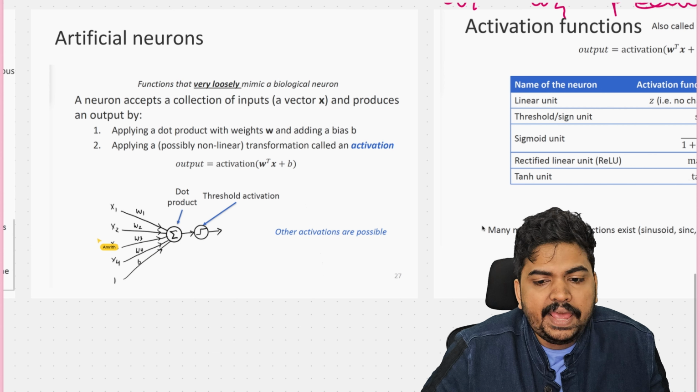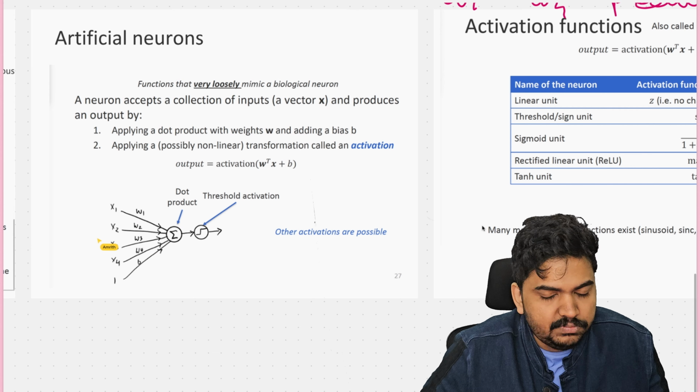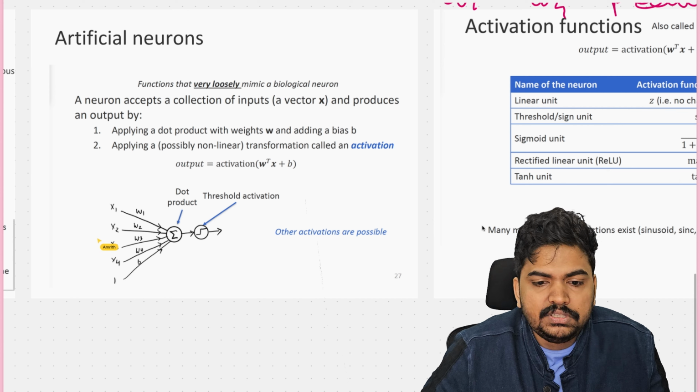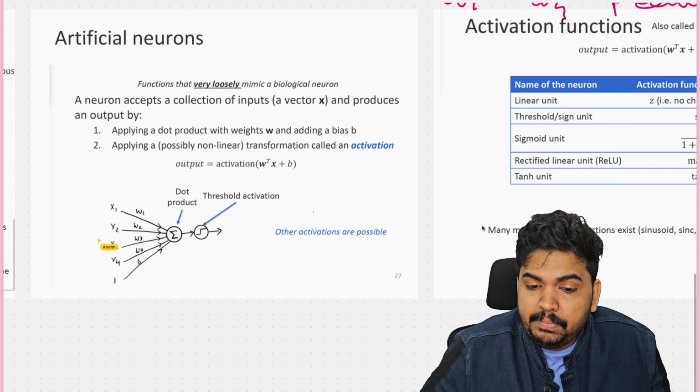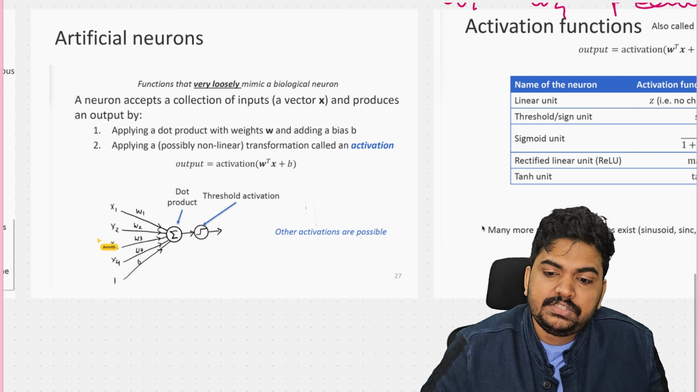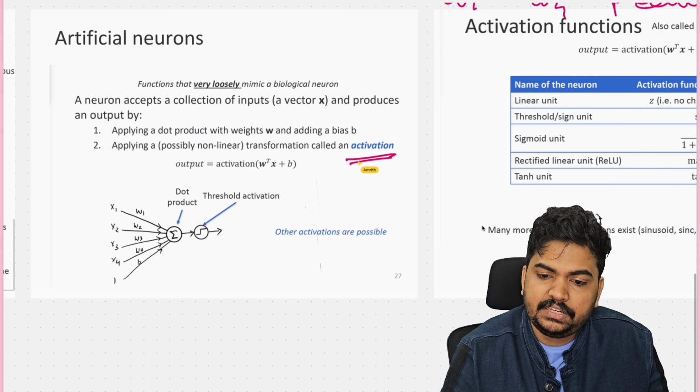A neuron accepts a collection of inputs, say a vector, and produces an output by applying a dot product with weights W and adding a bias term B, applying possibly a nonlinear transformation called an activation. So there's an activation, a dot product, and a summation with the bias term.